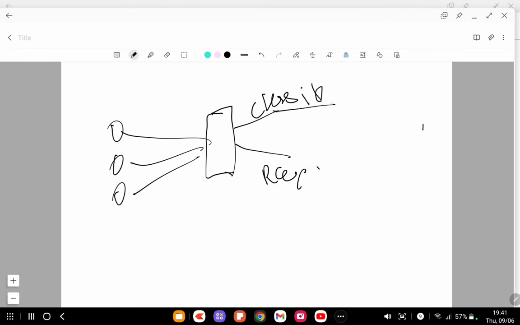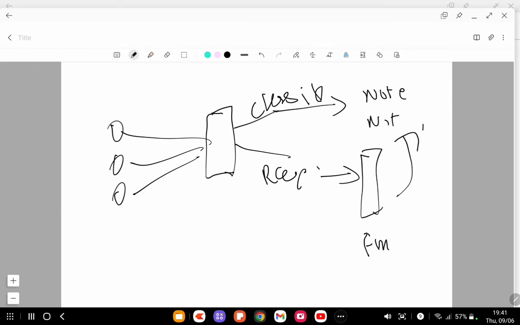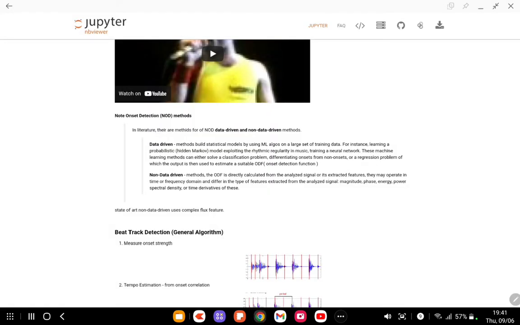The classification task could be to detect whether the incoming note is a note onset or not a note onset. And the regression output could be directly fed into another function which determines the same objective. So we can use a variety of neural networks, for example, or a hidden Markov model or any other kind of method.